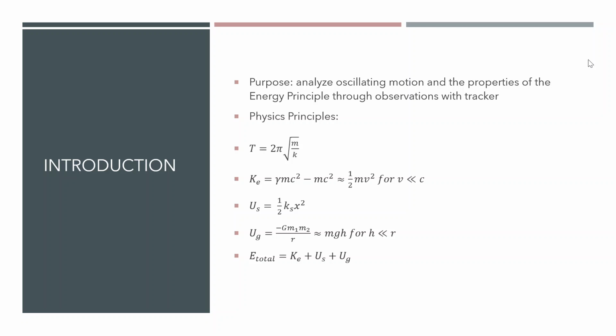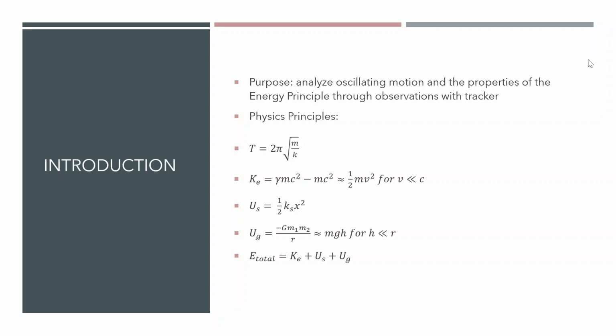So the physics principles that we have here, we have the period equation first with the kinetic energy equation, which is just gamma mc squared minus mc squared, and we're going to approximate that to be 1/2 mv squared because the velocity is much less than the speed of light. We have the potential energy of a spring, potential energy due to gravity, which is negative G m1 m2 over r, which we're going to approximate to be mgh because our height is much less than the radius of the Earth.